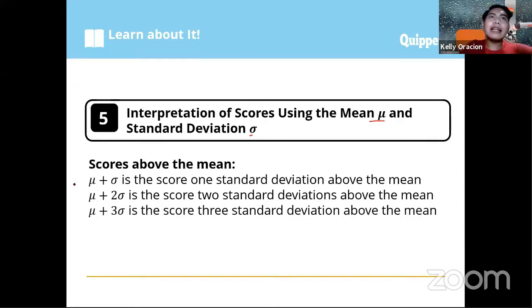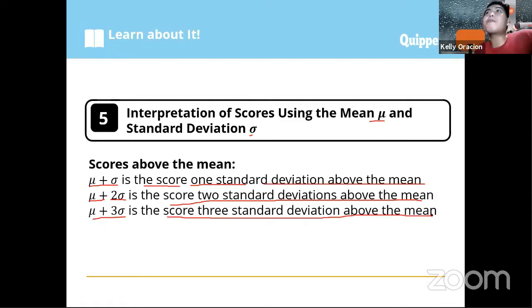So, ang pagbasa nito, class, that is the score, 1 standard deviation above the mean. Kung ito, mean plus 2 standard deviation, ang pagbasa niyan, score, 2 standard deviation above the mean. Kung 3 naman, score, 3 standard deviation above the mean. Ganyan ang pagbasa. Okay?